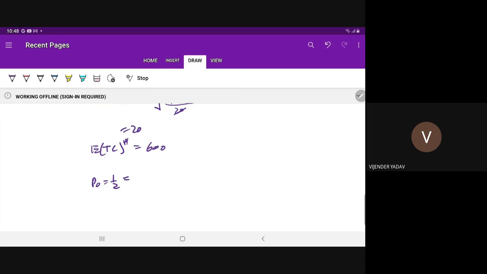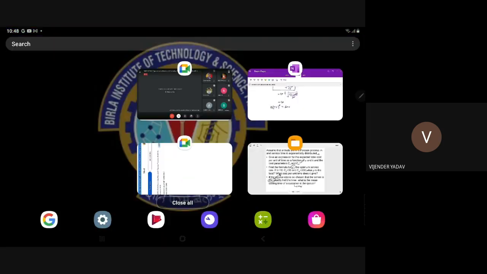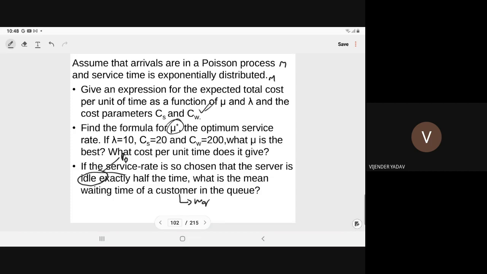And for the MM1, we know that P naught is 1 minus rho, so it is equal to 1 minus lambda upon mu. Lambda is not a decision variable. Here mu is the decision variable. So it will give you lambda upon mu is equal to half, which implies that mu is equal to 2 lambda. So for the 2 lambda, you have to compute the waiting time.